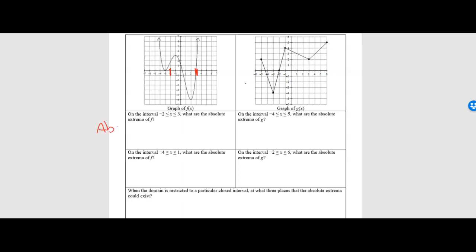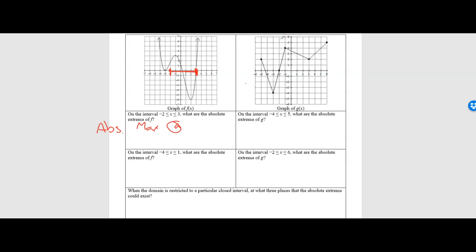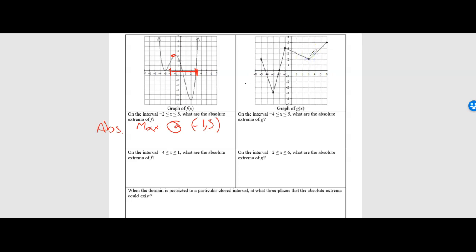We have an absolute max, looking at this interval right here, that is going to be up here at -1 comma 3. Our absolute minimum is all the way down here at 2 comma -6.